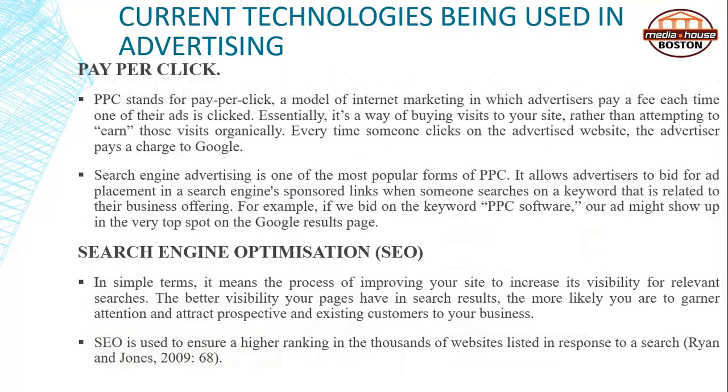So with Google, this is how it works. We have what we call pay-per-click, PPC. PPC stands for pay per click, a model of internet marketing in which advertisers pay a fee each time one of their advertisements is clicked. Essentially, it's a way of buying visits to your site rather than attempting to earn those visits organically. Every time someone clicks on the advertised website, the advertiser pays a charge to Google.